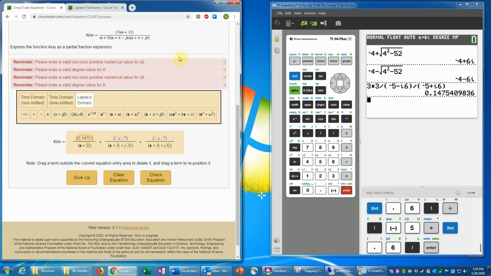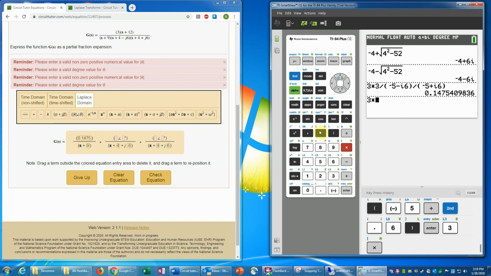So once again, I'm going to evaluate on the calculator. So I first have the 3. And parentheses, now, since I'm multiplying by the s plus 4 minus j6, I'm going to set s equal to negative 4 plus j6. So I'm going to have, and for simplicity, I'll just write that out explicitly. So negative 4 plus j6, and then I have plus 12. Obviously I could have combined the two real numbers in my head, but I just put them here.